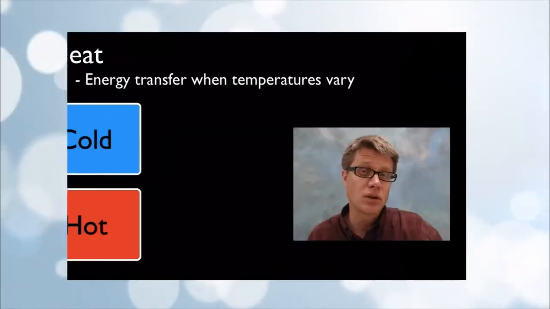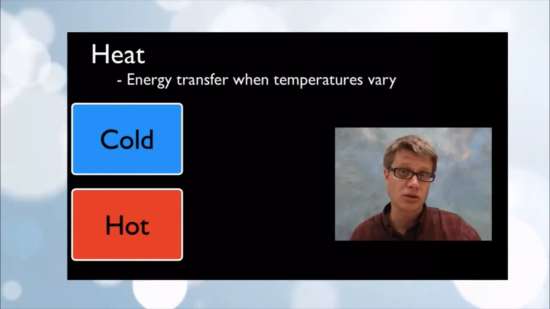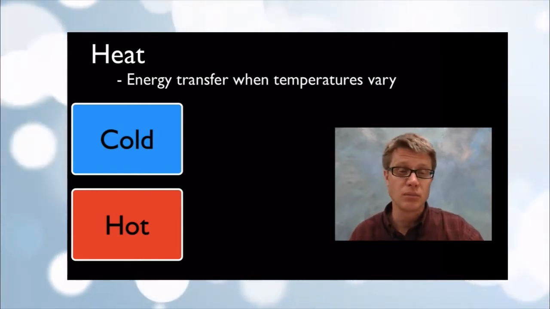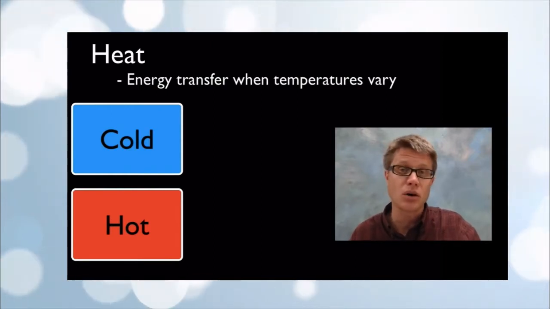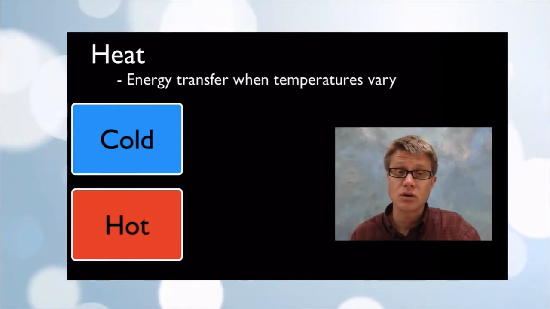Now, we're going to go a little bit more in depth with Paul from Bozeman Science. Heat is going to be energy transfer when there's a difference in the objects' temperatures, in other words, their molecular motion. If we have a hot object and a cold object, we're going to see energy transferred from the hot object to the cold object.